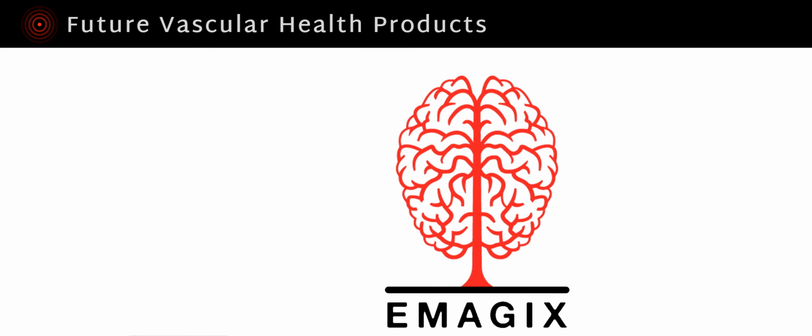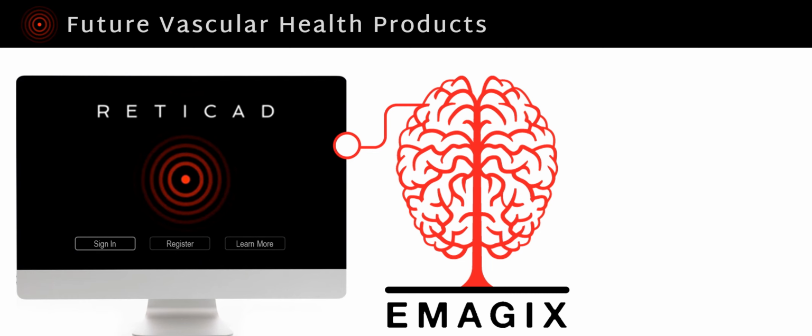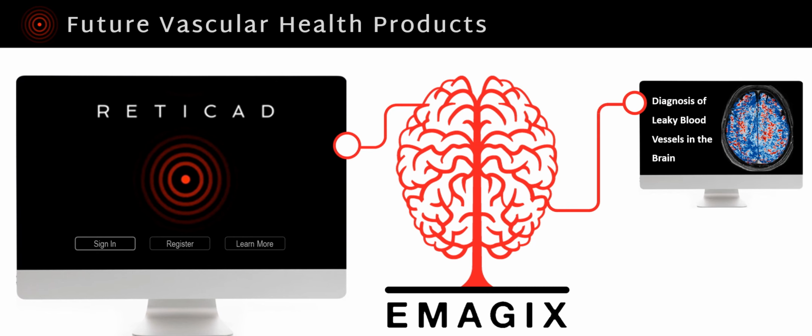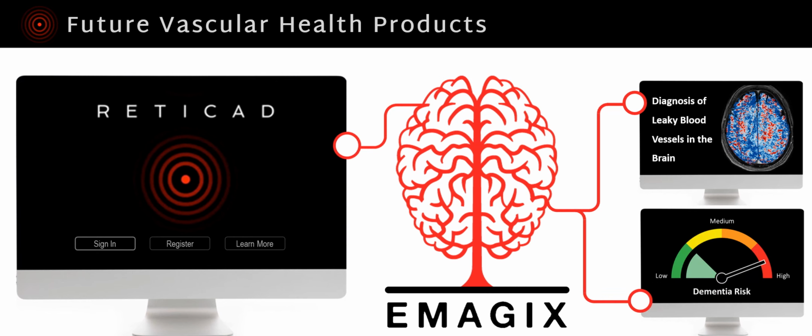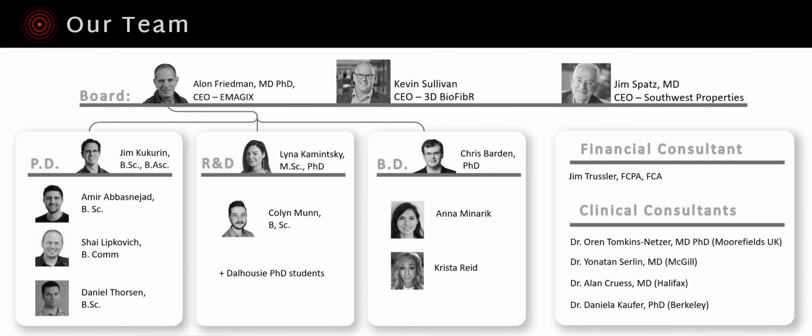Reticad is part of a suite of products offered by Imagix. While Reticad allows ophthalmologists to get a detailed map of the retinal blood vessels, Imagix has also developed a method for assessing the blood vessels in the brain using MRI, and we are developing a biomarker for early detection of vascular dementia. Imagix is a team of scientists and engineers supported by a strong board of clinical and scientific advisors.